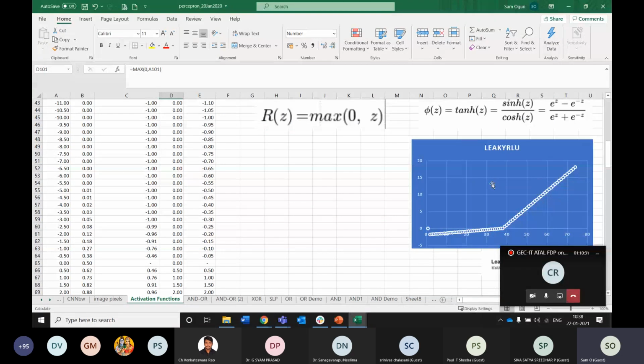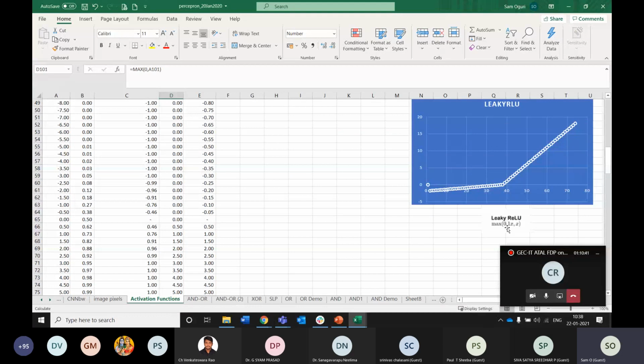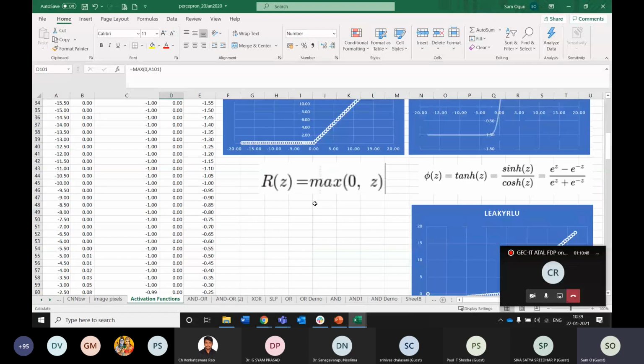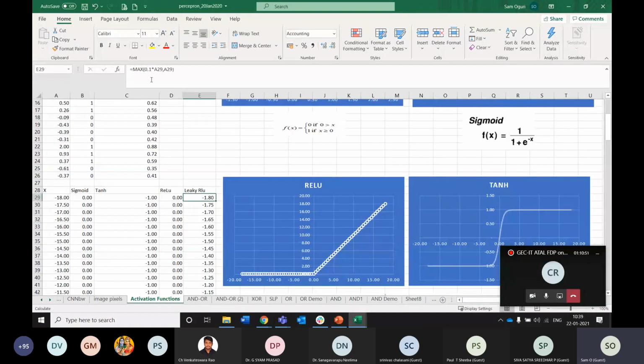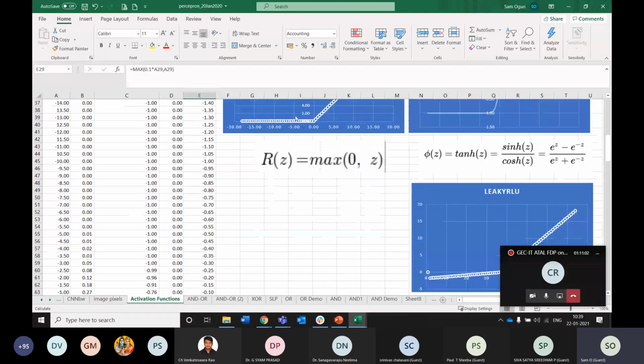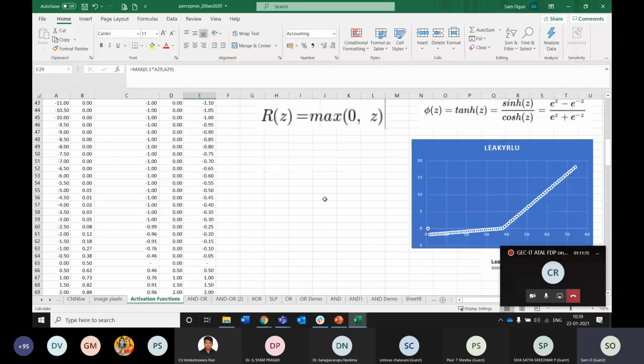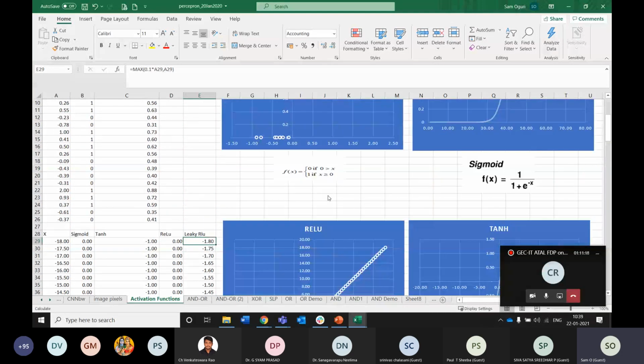Then we have another function called leaky ReLU. Leaky ReLU is almost the same as ReLU, but in case you have a negative number, rather than throwing 0, it is going to multiply the number by 0.1. You can see 0.1 means 1 by 10. So it is dividing the number by 10 and giving that as the output. So you can see the difference here. It is not 0 for negative numbers, but it is giving a number which is reduced to some extent. So that's what leaky ReLU means.